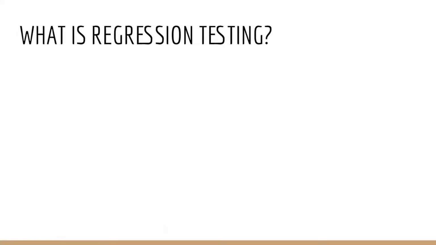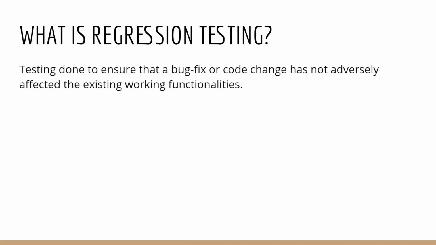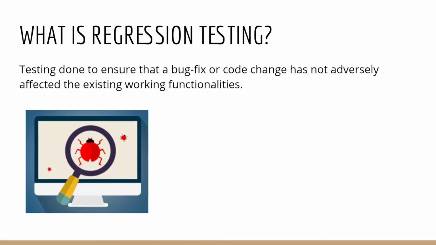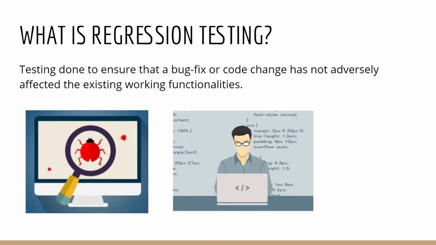Firstly, let us understand what regression testing is. Regression testing is a type of testing that is done to ensure that a bug fix or code change has not adversely affected the existing working functionalities. As we all know, software undergoes changes throughout its life cycle. When a tested software undergoes a minor fix, or a fix that does not affect the whole application, it is not advisable to conduct thorough testing of all the modules of the application. Instead, after a fix in a previously tested and working software, we only run a limited number of test cases. This type of testing is known as regression testing.